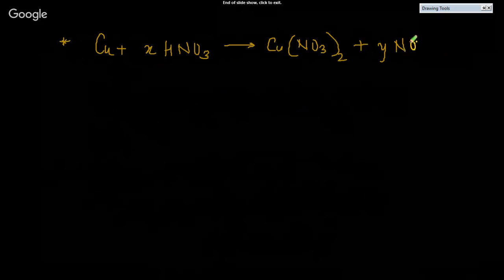Cu plus XHNO3 gives Cu(NO3)2 plus Y times NO2 plus twice of H2O. Okay, your question is, what are the values of X comma Y? What are the values of X comma Y? So try and get these values ASAP, and let's see what values you arrive at.